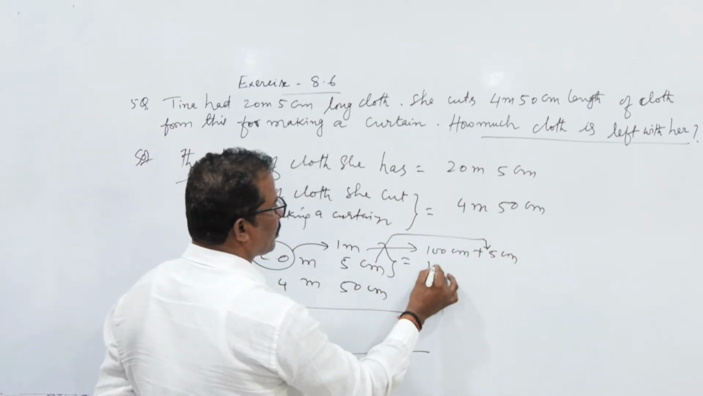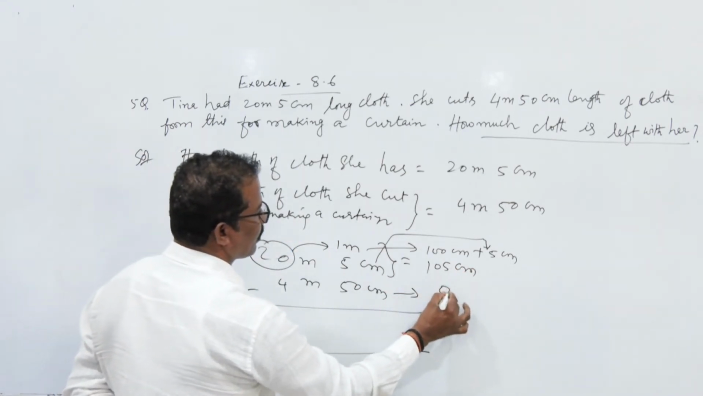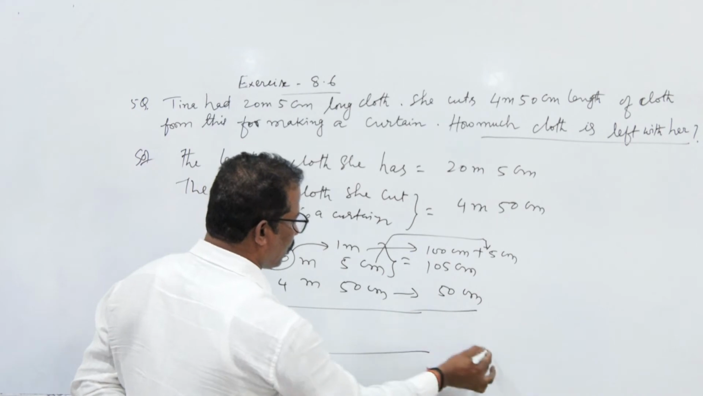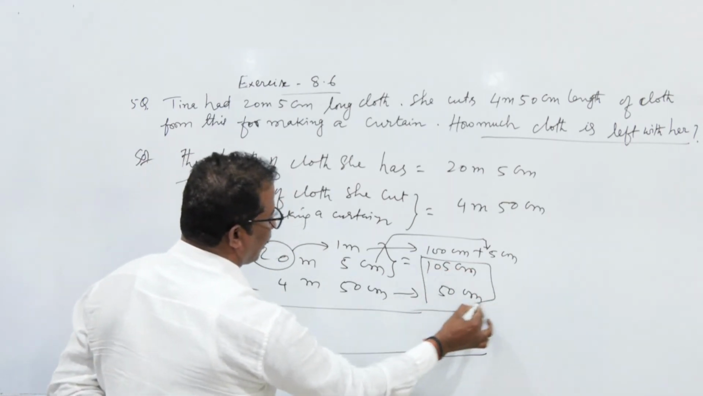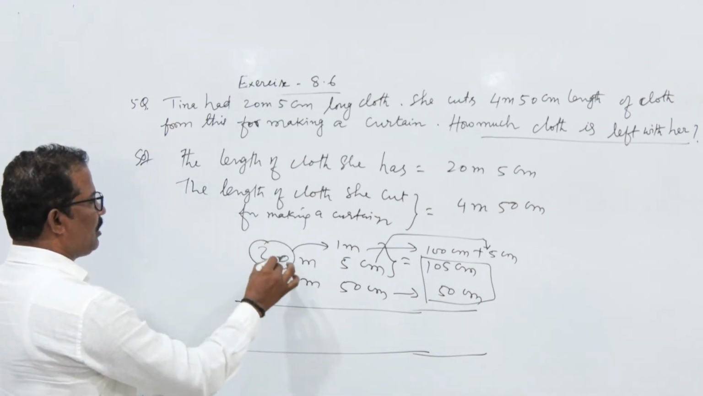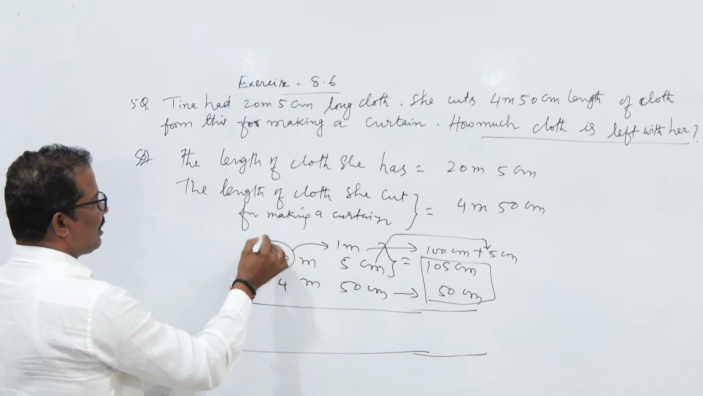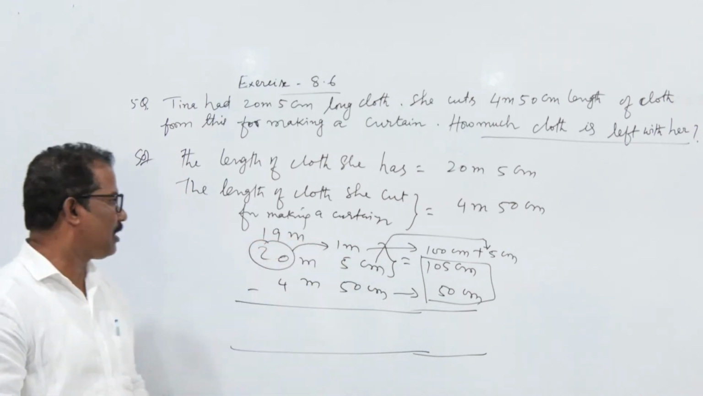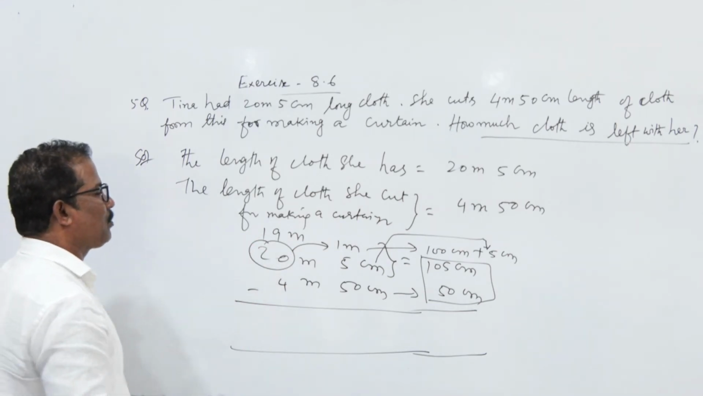So total is how much? 105 centimeter and this length is how much? 50 centimeter. Now we are able to subtract this 50 centimeter from 105 centimeter. See, from this 20 meter, 1 meter given as borrow means here still how much remaining? Only 19 meter. We have to subtract this 4. It is possible now. See, again I am explaining.